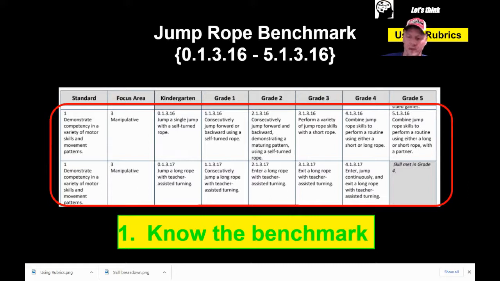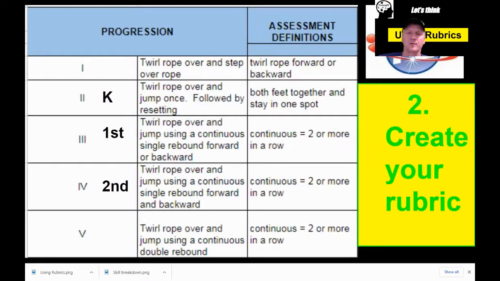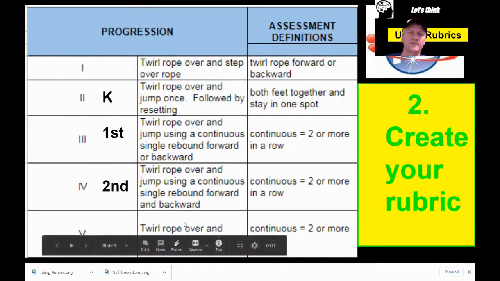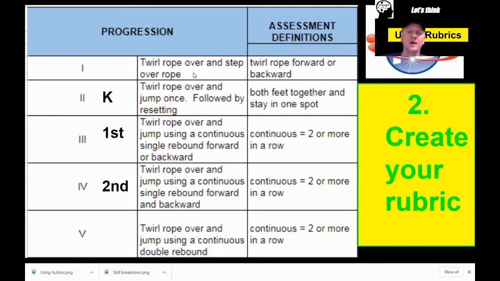So you start there, and then from there, at least in our group, once we had the benchmark, we made our rubric. And this one was fairly simple because it's pretty well laid out. And we just made a progression. We took their progression of kindergarten all the way through 5th grade, and we made it a pretty simple one. So it's the same rubric for every grade.